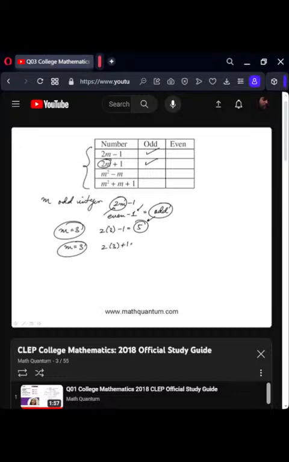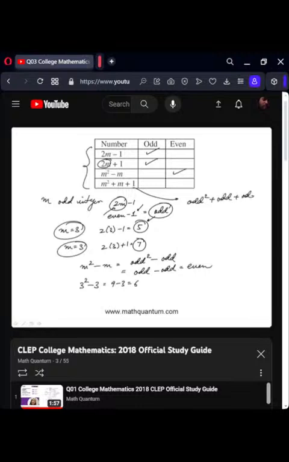m squared minus m, if m is odd: odd squared minus odd. Odd squared is odd, and odd minus odd is even, so this would be even, or you could say 3 squared minus 3, 9 minus 3 is 6. And then finally, m squared plus 4m plus 1: odd squared is odd, 4m is even, and odd plus even is odd. So here again if we do m as 3, this would be 9 plus 12 plus 1, which is 13, or odd. So those are the choices.